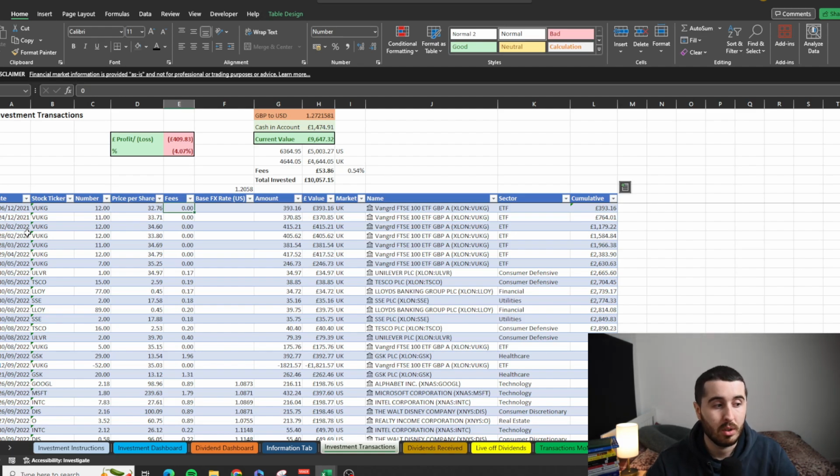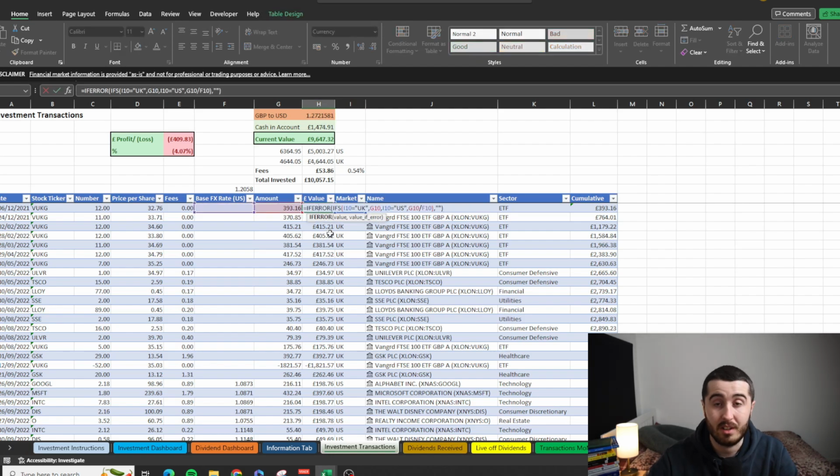So for example, stamp duty in the UK. If you're buying different currencies, so if you're buying US, you'll have a base FX rate, a base Forex rate, foreign exchange rate. So that's where you input that. And then you have the amount that you paid. This will be in dollars if you're buying a US stock, or if it's UK, again, it's in pounds. And then the value, again, this uses the conversion rate, which is input up here, to convert it if it's a US stock.